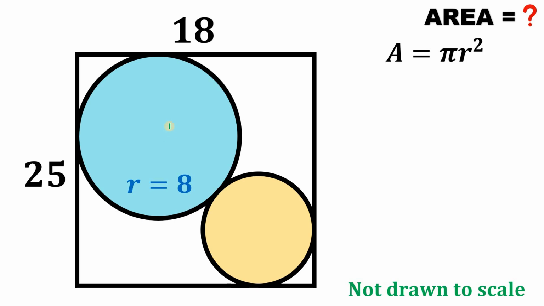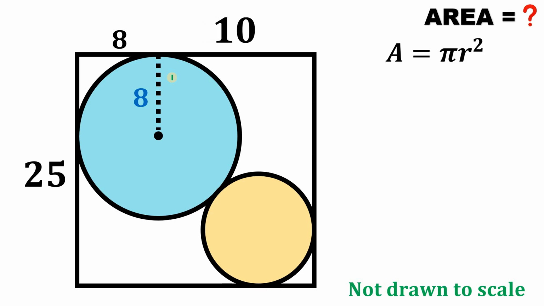Let's mark its center and draw its radius. We know this is 8. Also, if we draw another radius right over here, we create a small square, so this part is also equal to the radius of the blue circle, which is 8 units. Now the whole thing is 18 and this part is 8, so the remaining part is 18 minus 8, or 10 units.